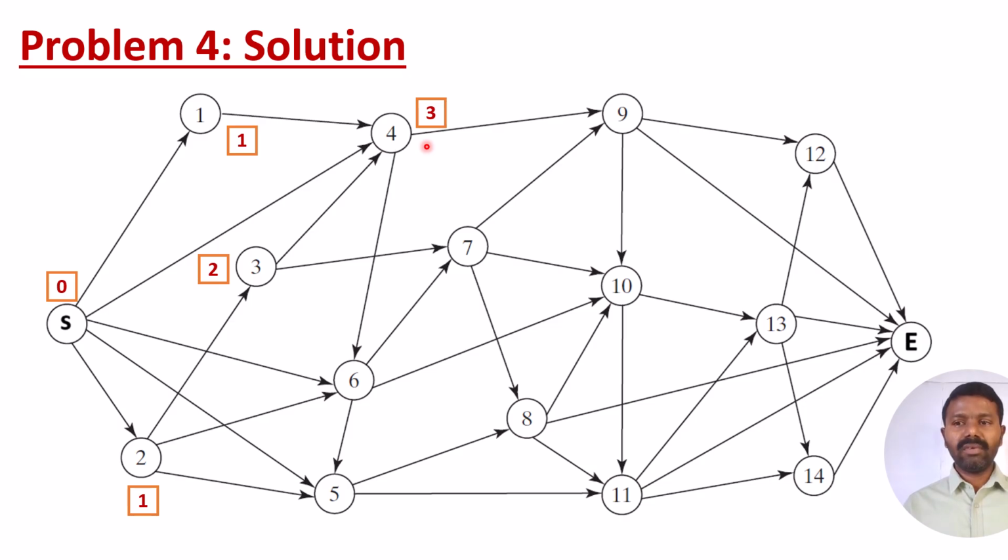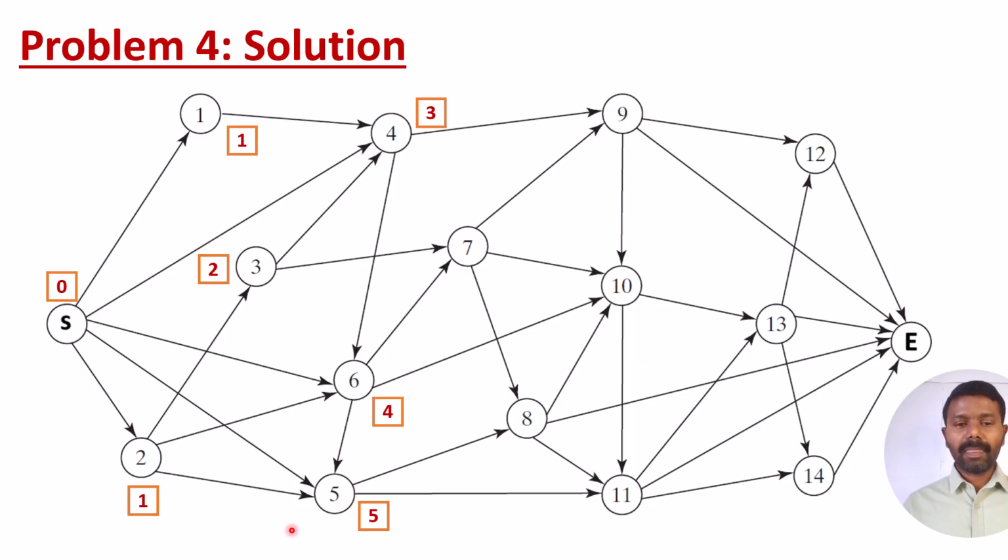Then let us go from 3 to 6. Going 3 to 6, it will be 3 plus 1, that is 4. If you come by this path, it will be only 2, and by this path only 1, but we take the maximum, so this will be 4. Then from 6 to 5 we are coming, so 4 plus 1 will be 5.